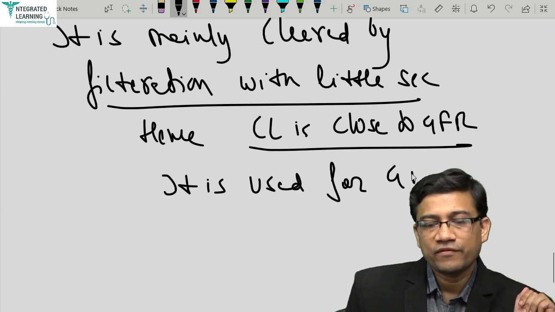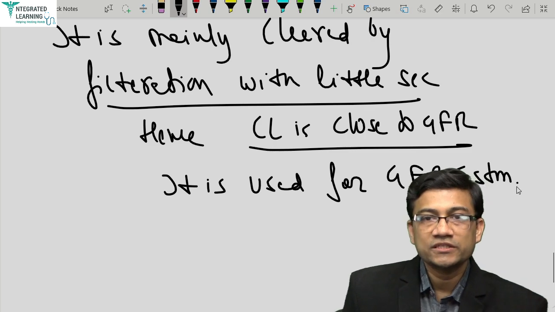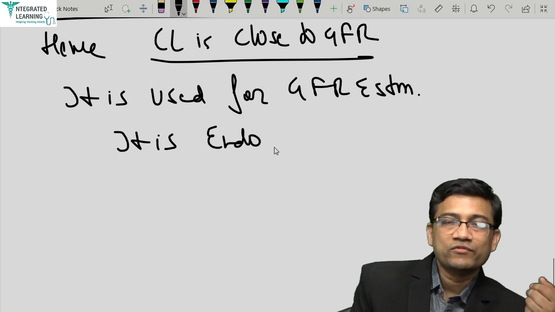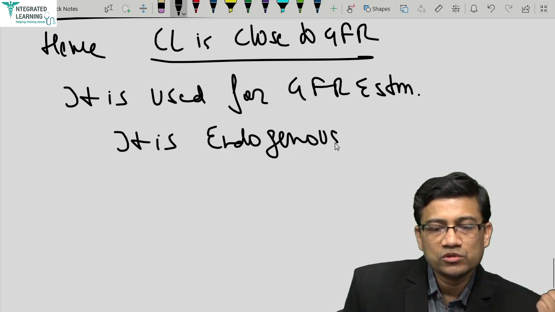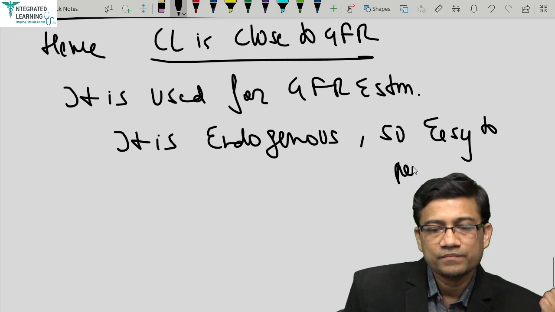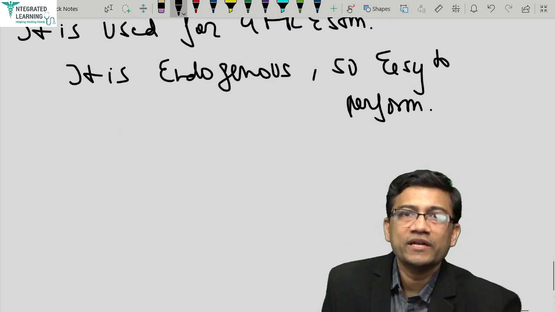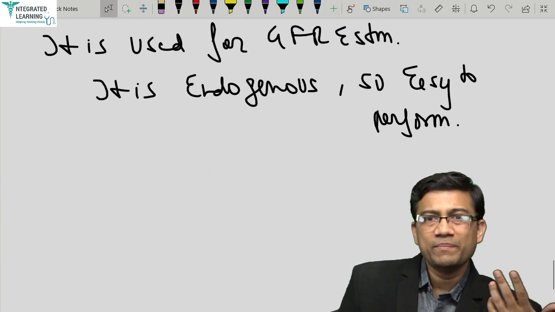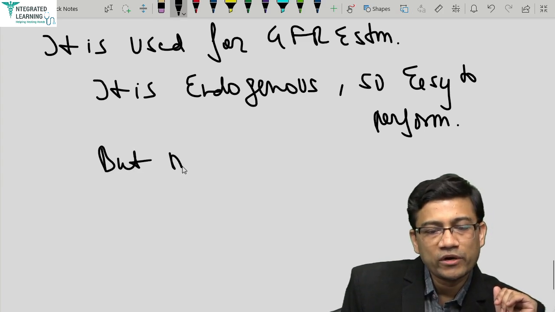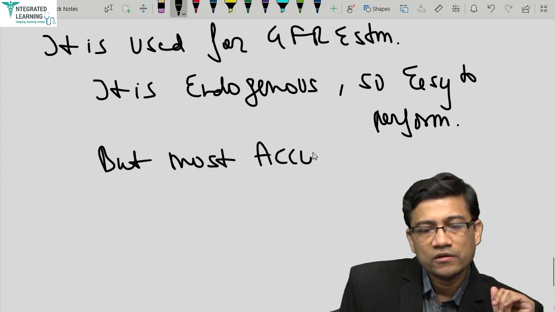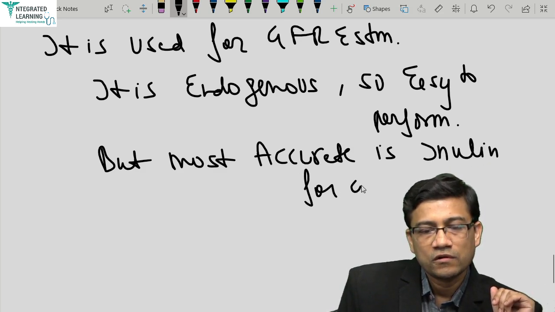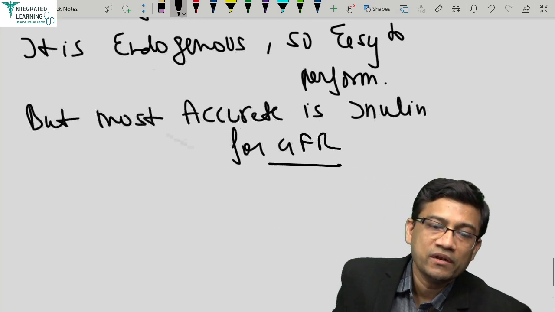And what is the advantage? It is endogenous, okay. You don't have to inject it, unlike inulin. So it's easy to perform. What clearance is very easy to perform? Creatinine, because it is already there in the body, you just take the blood sample and urine sample and get the clearance, okay. But the most accurate, if they ask in exam, is still inulin. Most accurate for GFR is inulin. So if they ask in exam, please write inulin, don't write creatinine.